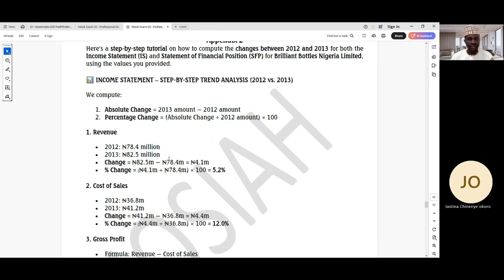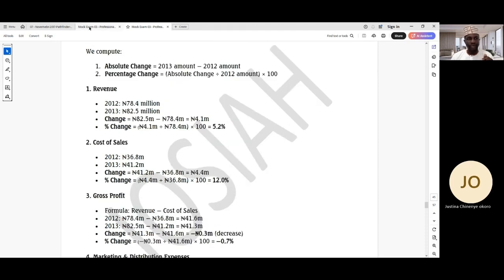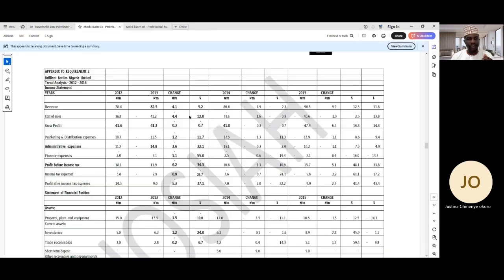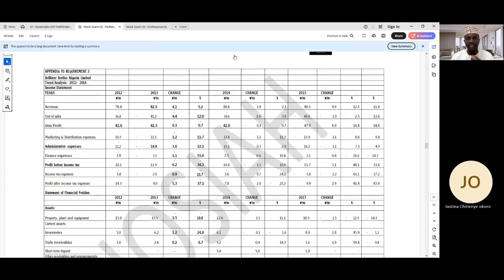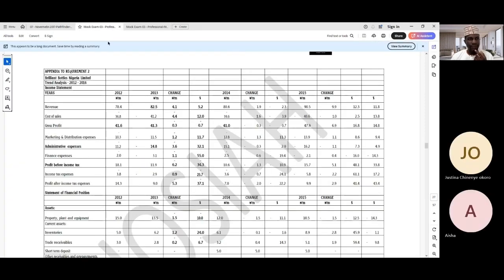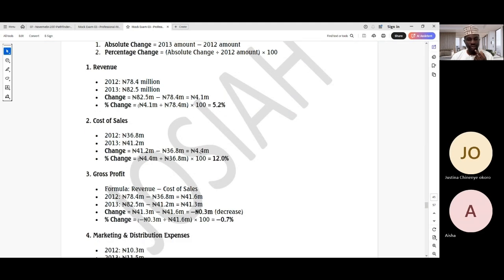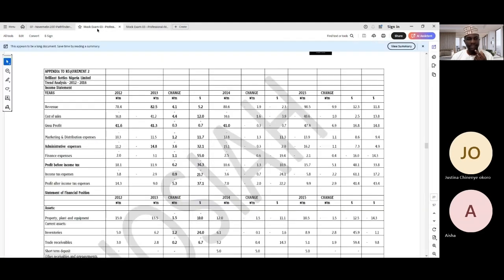So I used 2013 and 2012 figures to provide a prototype. If you look at the results, you will see that the revenue change between 2013 and 2014, in value and in percentage, was what we have here: 4.1 million and 5.2%, which is depicted on the solution. For the cost of sales, the tutorial went like that, 4.4 million and 12.0%. So let's use that, and this is good.